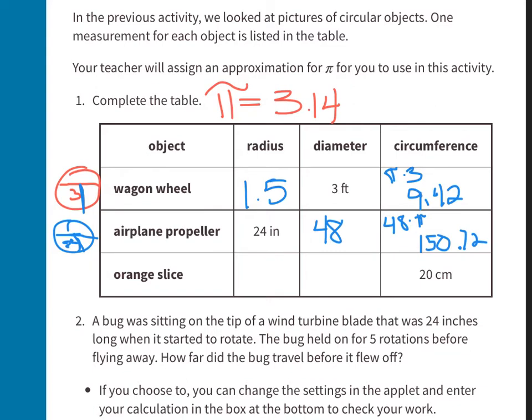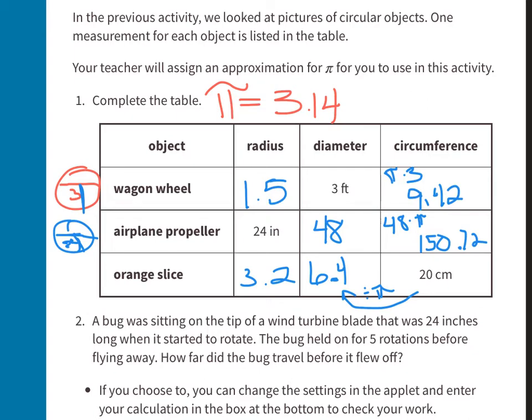Okay? Now, in the last one, the orange slice, they give me the circumference, so I'm going backwards. So instead of multiplying by pi, I'm going to divide by pi. So 20 divided by pi, 3.14. I get 6.36, so I'm going to round that to 6.4. Okay, and then to get the radius, I divide that by 2, and I get 3.2. Okay, so 1 radius times 2 equals diameter, and diameter times pi equals circumference. Then for going backwards, circumference divided by pi gives me diameter, and diameter divided by 2 gives me the radius.